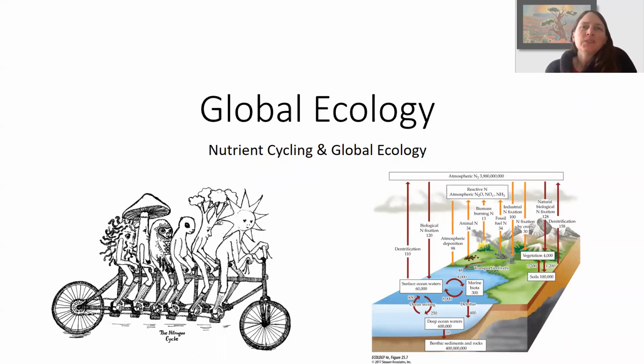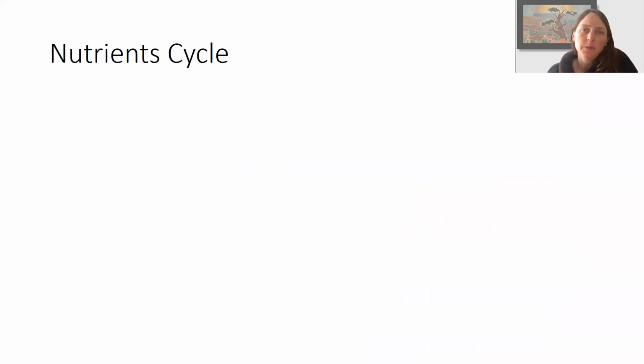Hi there. So today I'm going to talk about chapter 25 in the ecology textbook, which is called Global Ecology. And I'm really going to focus on nutrient cycling and global cycles of different nutrients and elements.